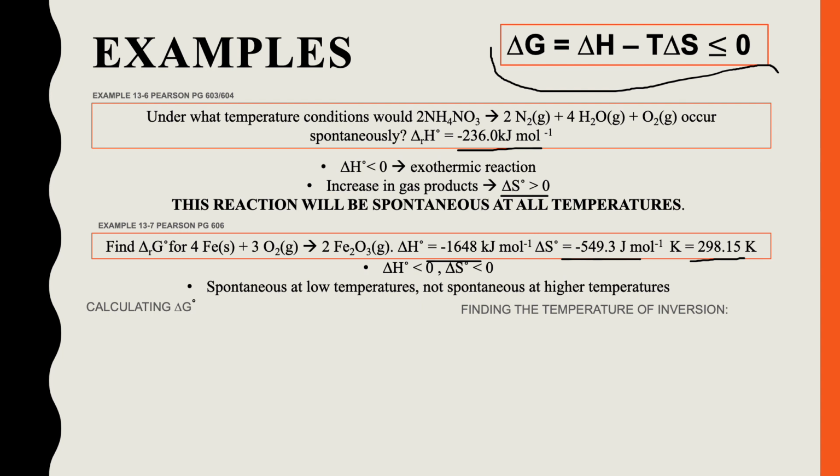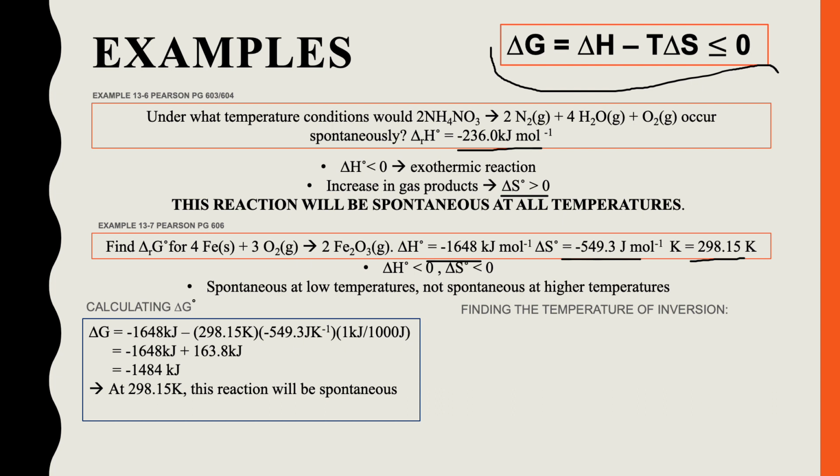So in order to find the change in Gibbs free energy, we're just going to plug these values right into the equation, keeping in mind that the entropy has to be changed into kilojoules, as that is the unit measure for Gibbs free energy. And so just plugging this in, we get a value of negative 1,484 kilojoules. And so because it is negative, we note that this reaction will be spontaneous at this particular temperature, which is 298.15 Kelvin.